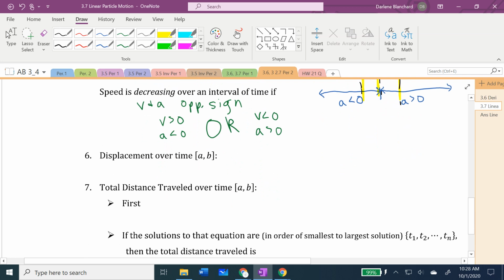To continue on, if you are asked for displacement, displacement is flat out just what's your position at time B? What's your position at time A? Subtract. There you go. For you physics people, that is referring to your final position minus your original position. Same exact thing.